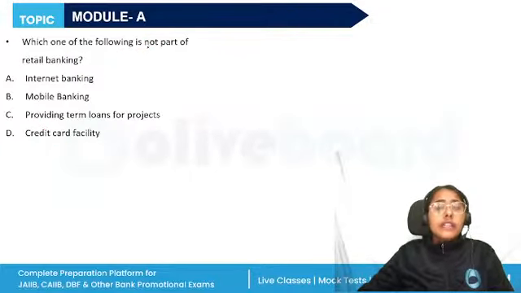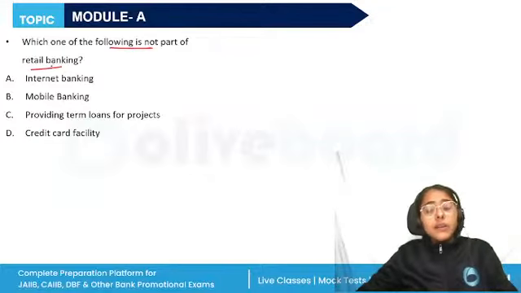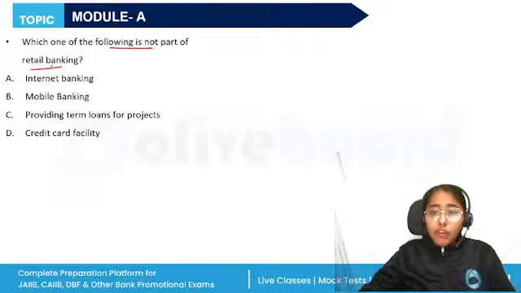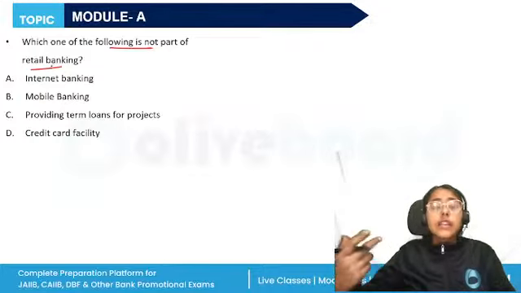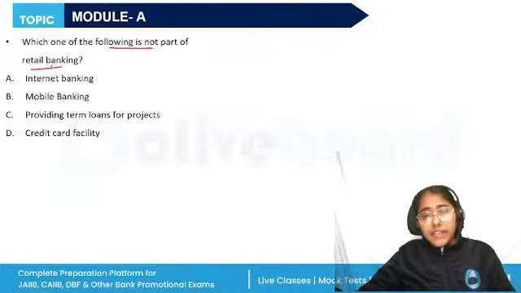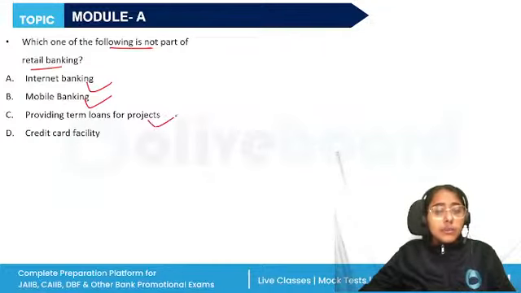Then, which of the following is not part of retail banking? Which products and services are offered by retail banking? We have already seen all the products that cater to individual customers, the mass segment: savings accounts, retail loans, remittance services, all of these on the asset and the liability side. So, which of the following is not one of them? Internet banking, mobile banking, providing term loans for projects, or credit card facility. Out of these, which is not a part of retail banking?